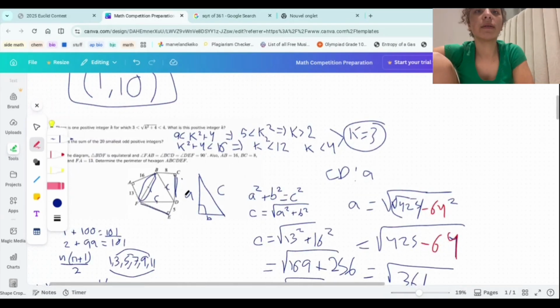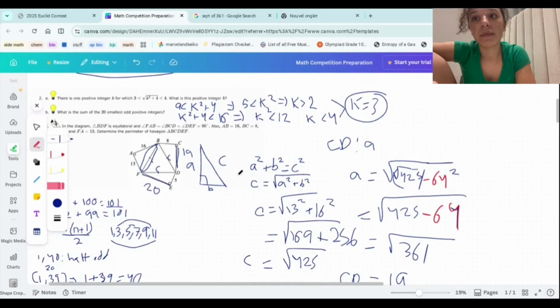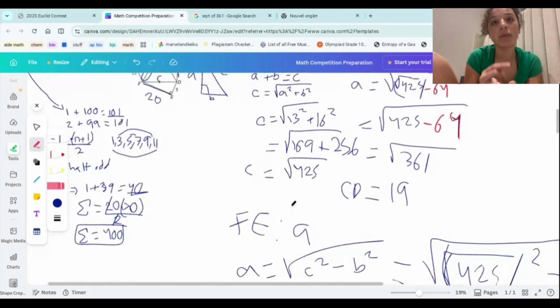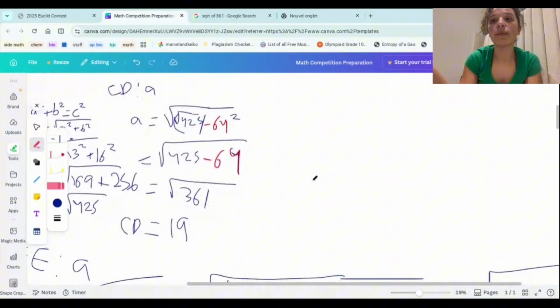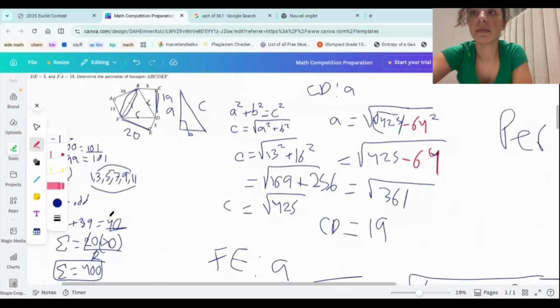And so the perimeter of this hexagon is just the sum of all the sides. So this was 19 and this is 20. Okay, so now adding these all up. 19 plus 5, that's just 24, plus 20, that's 44, plus 13, that's 57, plus 8, that is 65, plus 10, that's 75, plus 6, that's 81. So write this out here. Perimeter is 81.